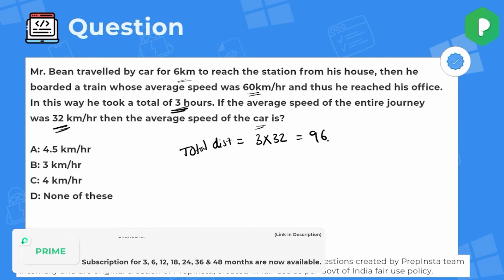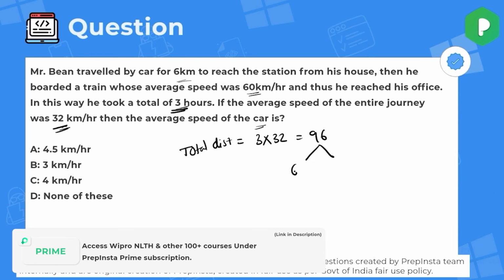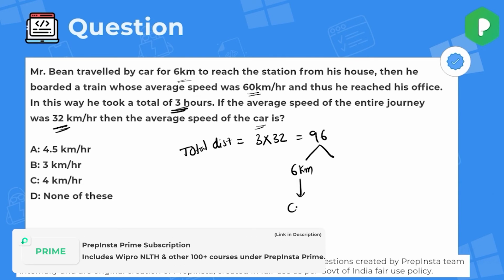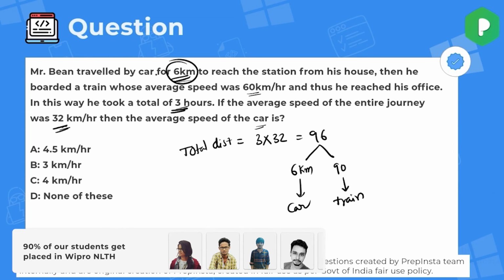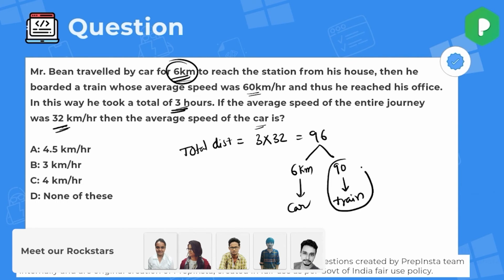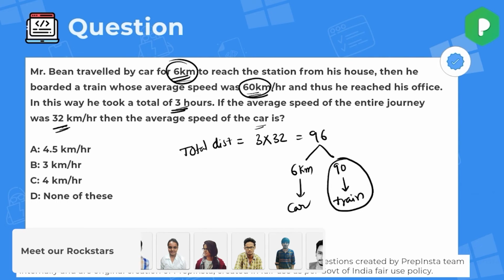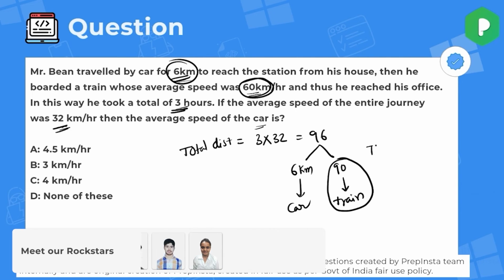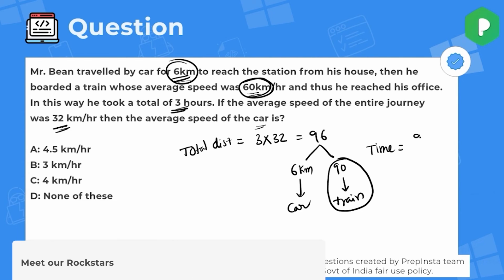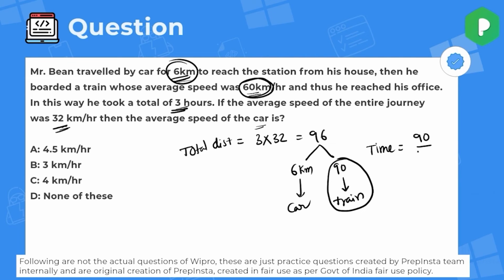Out of these 96 kilometers, 6 kilometers was traveled by car and the remaining 90 kilometers were traveled by train. Why? Because it is clearly given. So these 90 kilometers are covered at the speed of 60 km per hour, because the speed of the train is 60 km per hour. So what is the time taken by the train? It is equal to 90 divided by the speed 60, which is equal to 1.5 hours. So the time taken by the train is 1.5 hours.